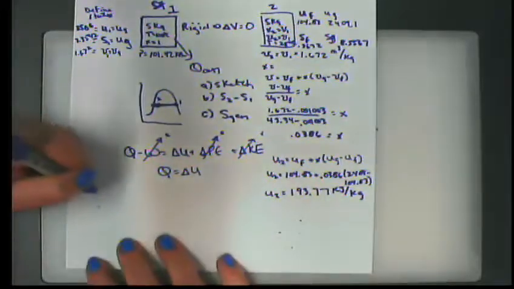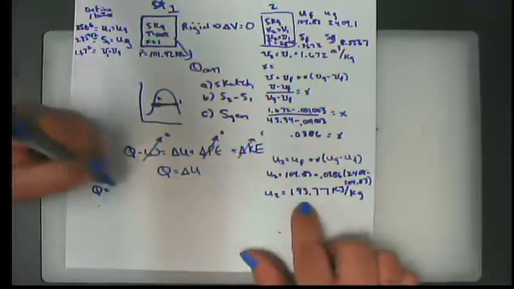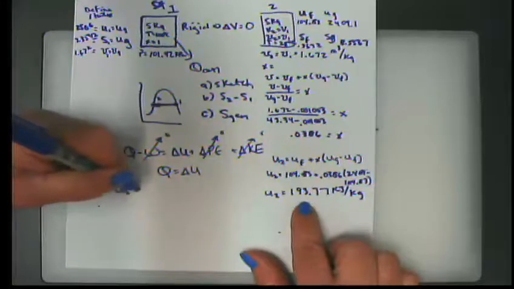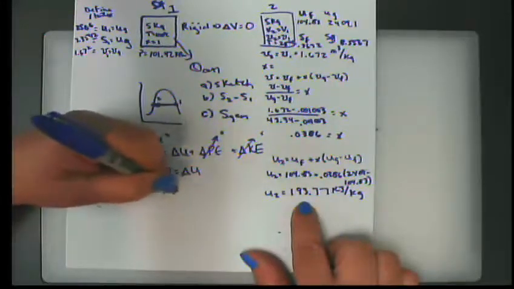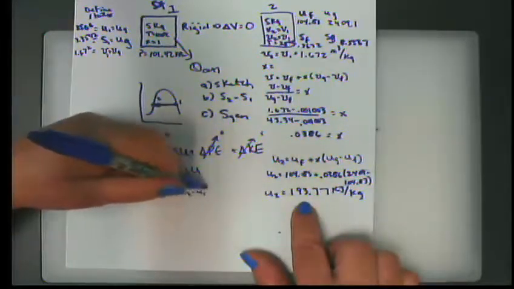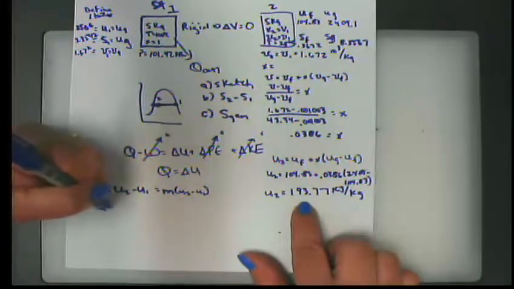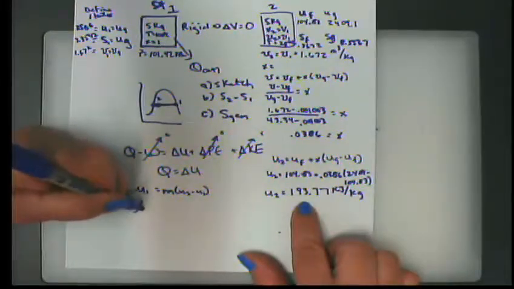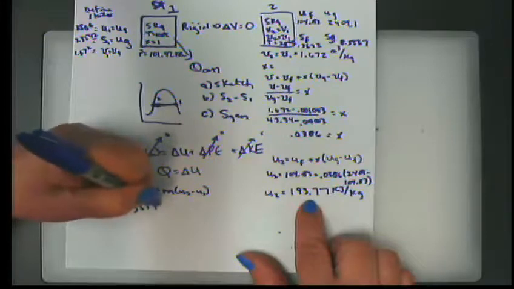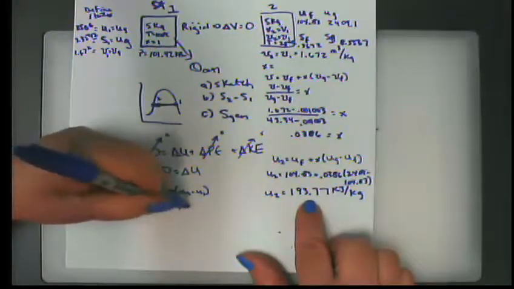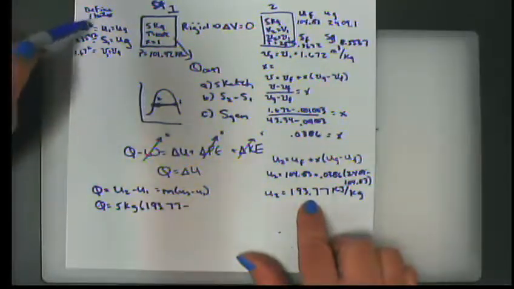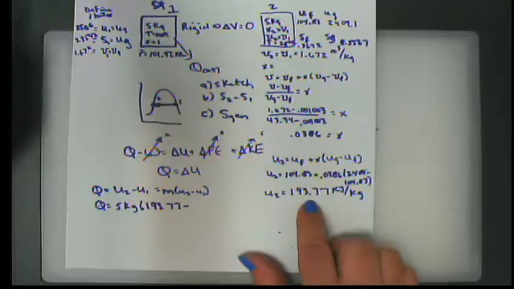So my Q is going to be delta U, U2 minus U1, which is mass times little u2 minus little u1. So Q is equal to 5 kilos times the quantity 193.77 minus my u1, 2506.